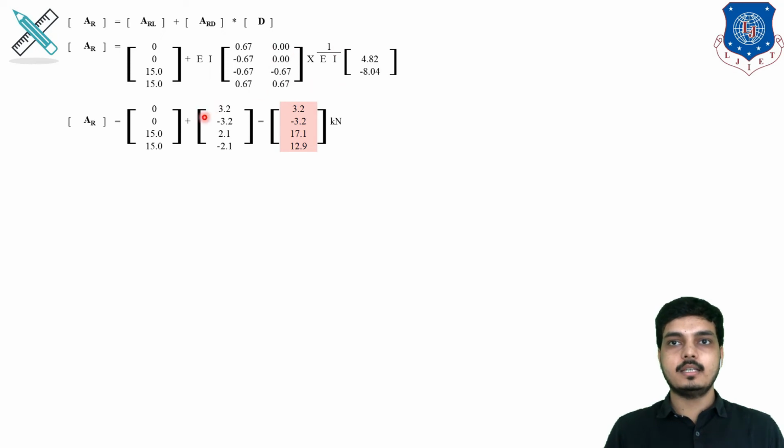After multiplying this, we will be getting this matrix. 0.67 multiplied by 4.82 plus 0 multiplied by this, ultimately 3.2. Similarly, minus 3.2. This multiplied by this plus this multiplied by this, I will be getting 2.1 and then minus 2.1. After solving this, I will be getting my final AR.